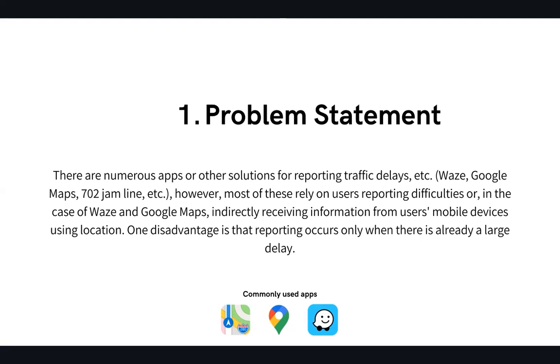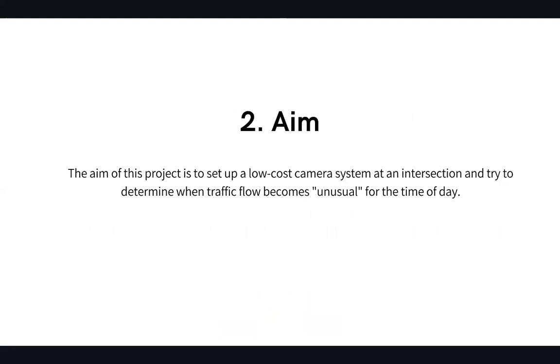Thus, establishing a system that does not require user input will benefit all motorists by installing low-cost cameras in heavily used intersections and configuring these cameras to determine traffic flow and detect congestion. In this presentation, I will be discussing the real-time traffic monitoring system I proposed that will monitor traffic flow at an intersection and notify people if there's congestion so that they can take alternative routes.